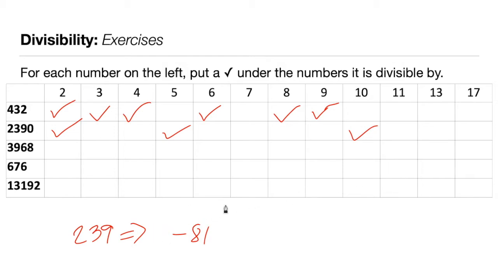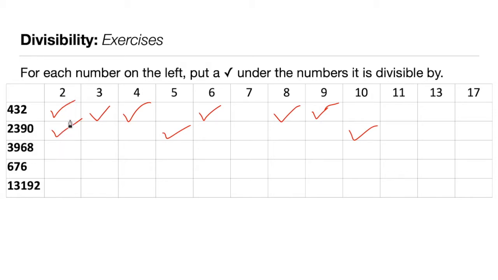What we do with 17 is multiply the last digit by 5 and subtract it from the other digits. Again, just like with 13, we have 239 left. We can continue the process. 9 times 5 is 45. Subtract that from 23, that's a negative number, so it's not a multiple of 17. So we have three numbers which are divisible.